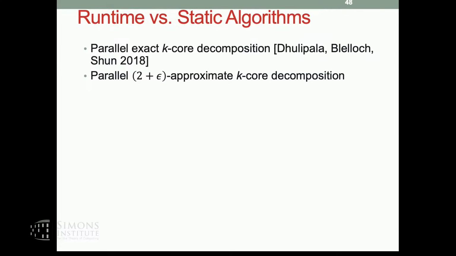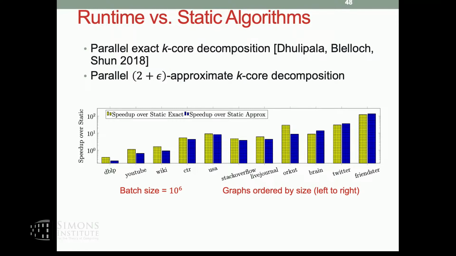We also compared the runtime of the batch dynamic algorithm to parallel static algorithms for K-core. The first one is an exact algorithm that my collaborators and I worked on many years ago. And then in this paper, we also came up with a 2 plus epsilon approximate K-core decomposition algorithm, which is static and also parallel. So here I'm looking at the speedups of the batch dynamic algorithm over the static one using a batch size of 10 to the 6.